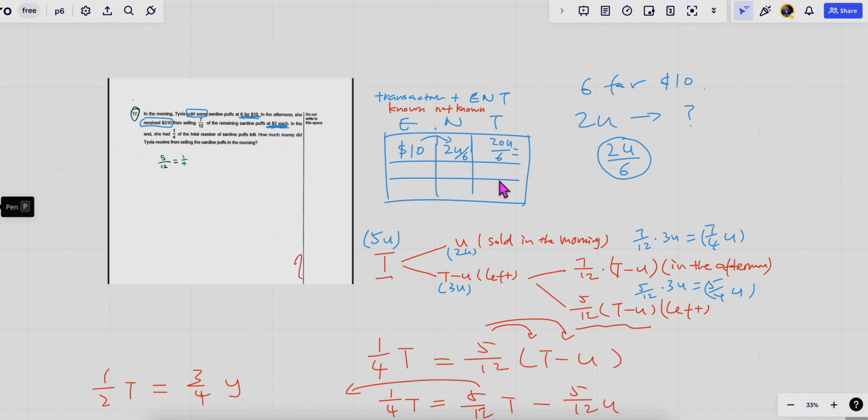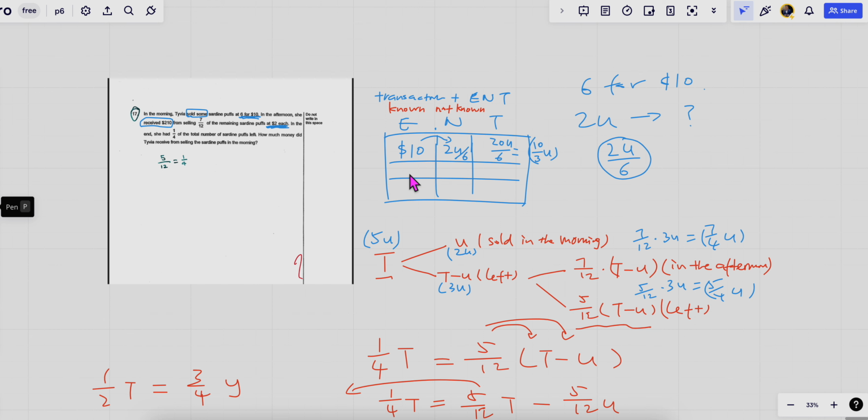Can you help me out? 20 over 6. What's the simplified version? Fraction? Just 20 over 6. 3 1 by 3. No, give me a fraction. I don't want a mixed number. 10 by 3. Okay, so it's 10 by 3. So I will look at this.